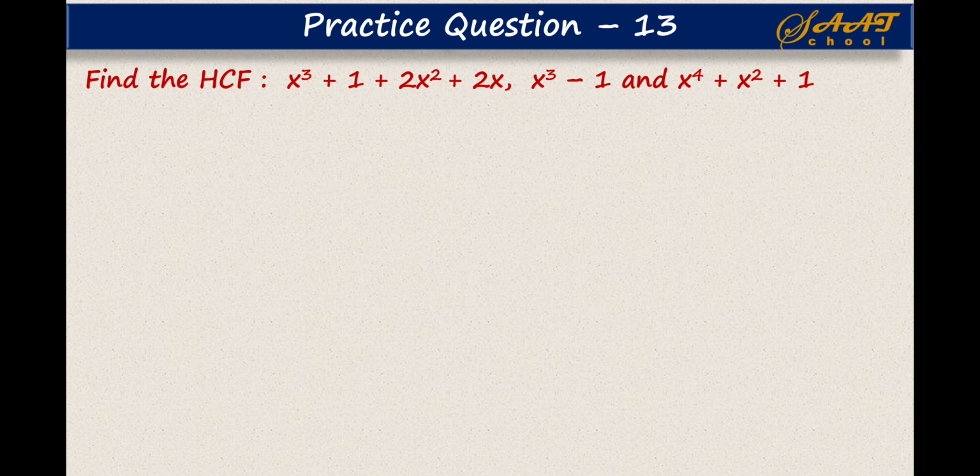And looking at the second expression, we have x cube minus 1, which is in the form of a cube minus b cube. And finally, we have x4 plus x square plus 1. That is in the form of a4 plus a square b square plus b4, and that is what we did in practice question number 12. So I want you to practice this question, and I hope you can manage this.